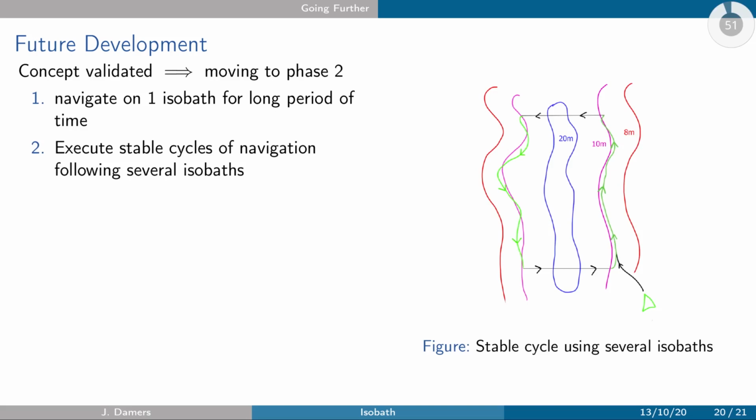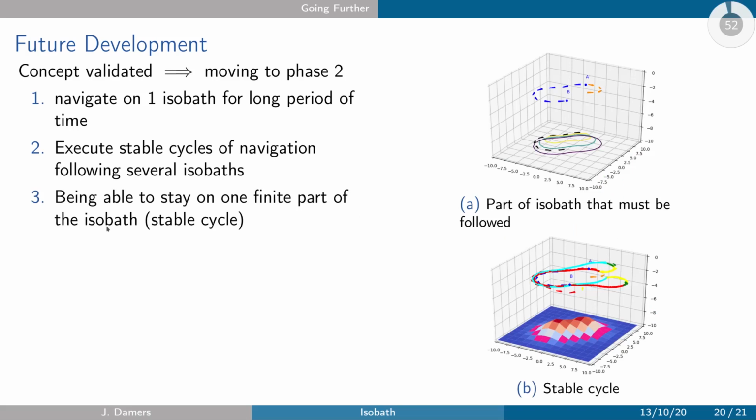We want to be able to execute stable cycles using several Isobaths. So here I'm using the shape of Girledon Lake, which is kind of like a corridor where the deepest point is at the middle of the corridor. So the idea is to follow the Isobath at 10 meters depth, for example, then turn 90 degrees, go straight to go on the other side of the corridor, which is at 10 meters depth, follow the Isobath for 10 minutes, for example, go back, turn 90 degrees, and then go back on the other Isobath and try to find a way to make a stable circle.